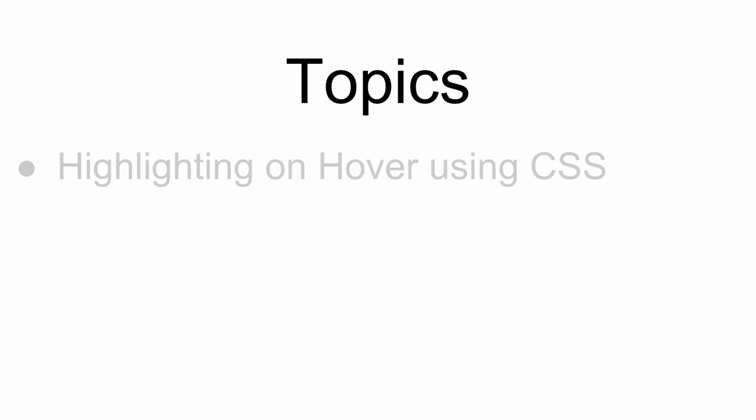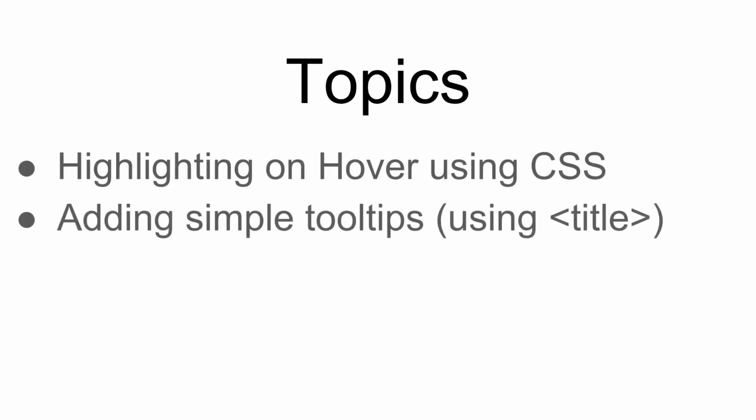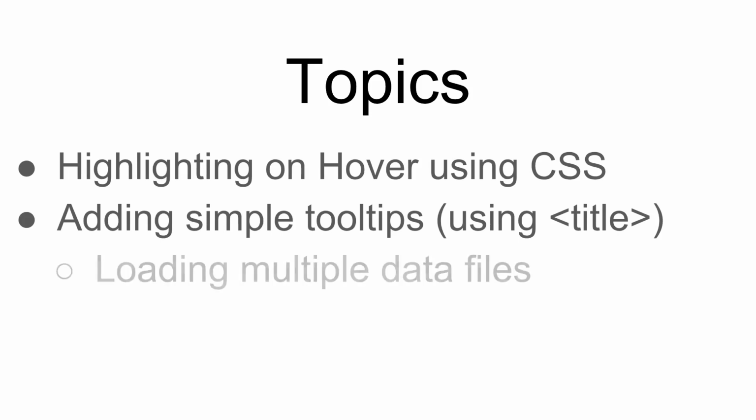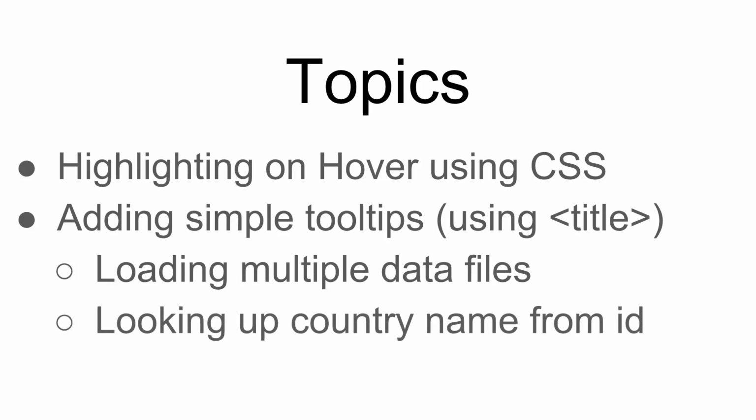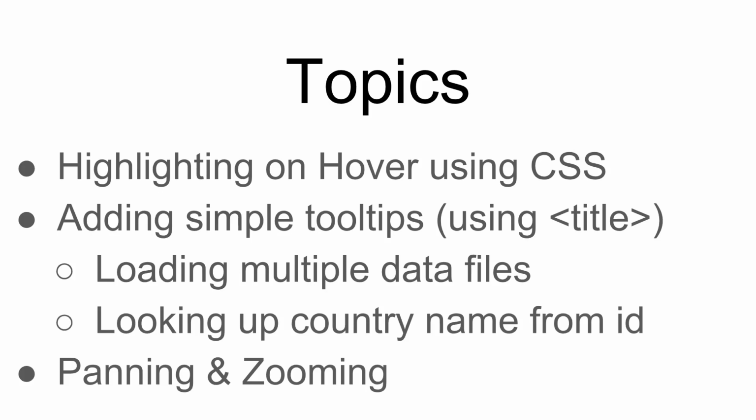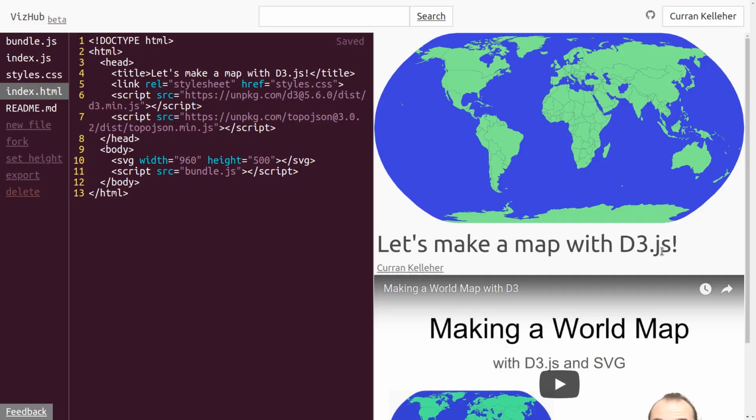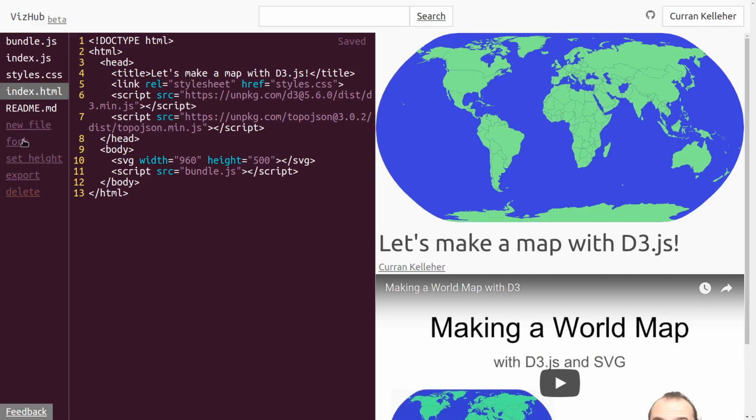The topics we're going to cover here include highlighting on hover using CSS, adding simple tooltips using the title tag, and doing this for the case of the map takes us on somewhat of a diversion, which includes loading multiple data files and also looking up a country name based on its ID. And finally, we'll also cover adding panning and zooming to the map. I'll start by forking this Let's Make a Map example, and then I'll rename it to Cheap Tricks for Interaction.